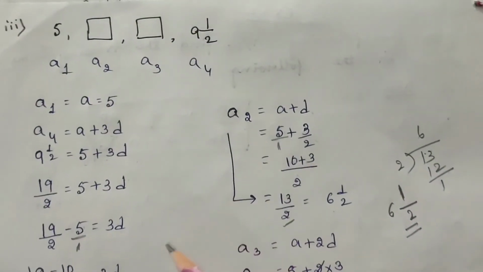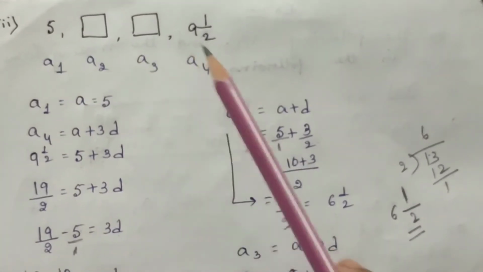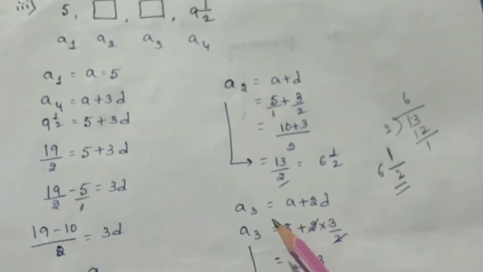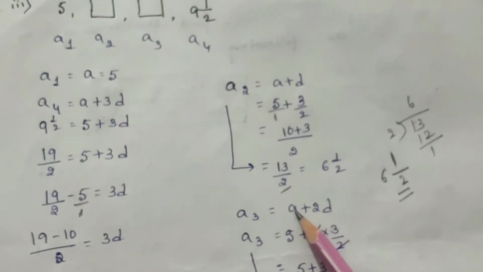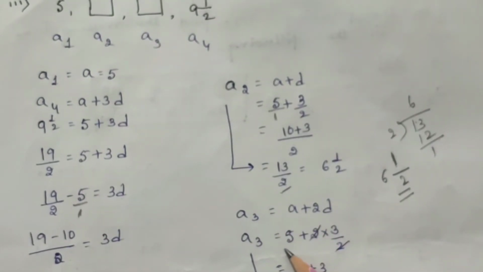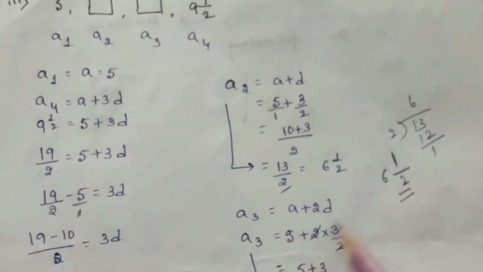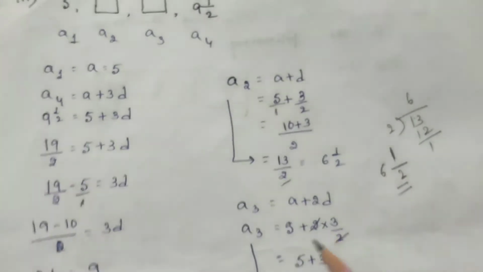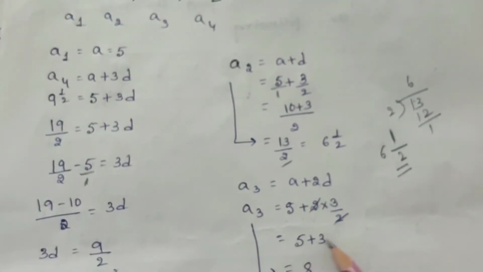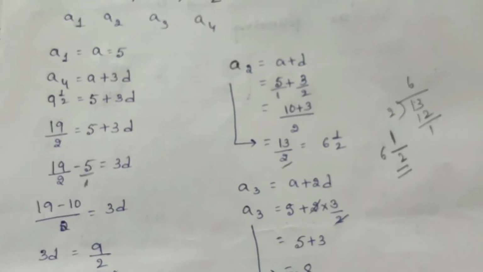Next, you are supposed to find out one more term, that is A3. A3 formula is A plus 2D. Write A as it is, that is 5, plus 2 as it is. Instead of D, write 3 by 2. Then the 2s will get cancelled. You are left with 5 plus 3, that is 8.